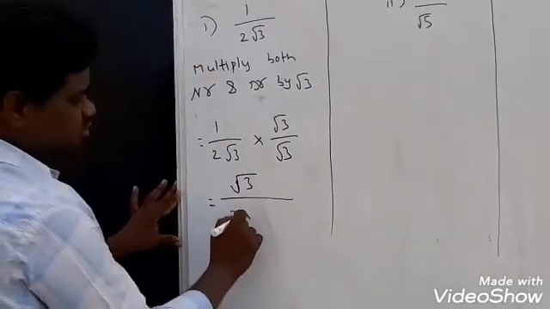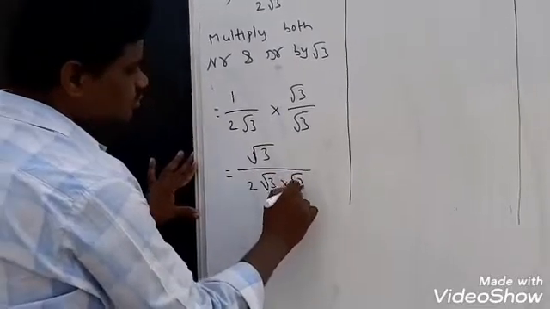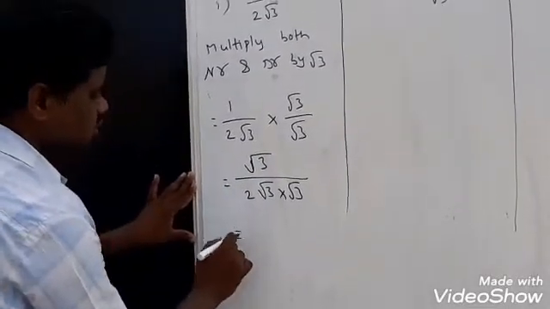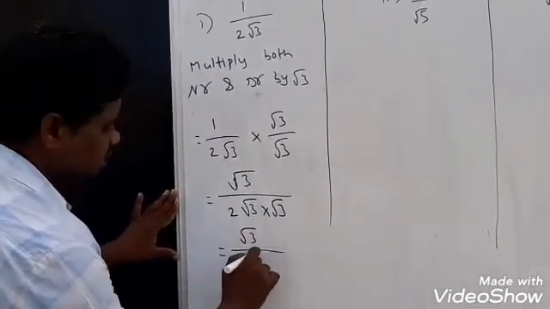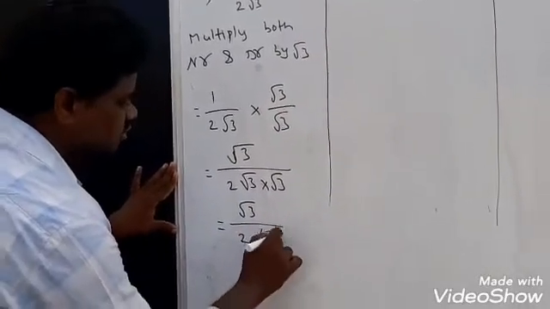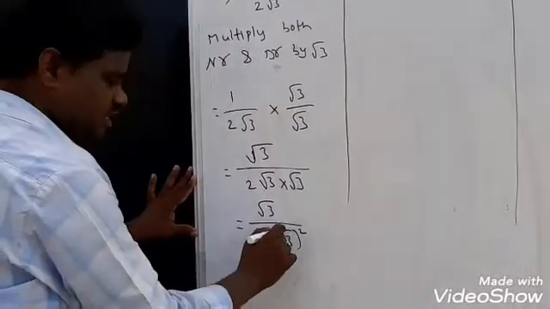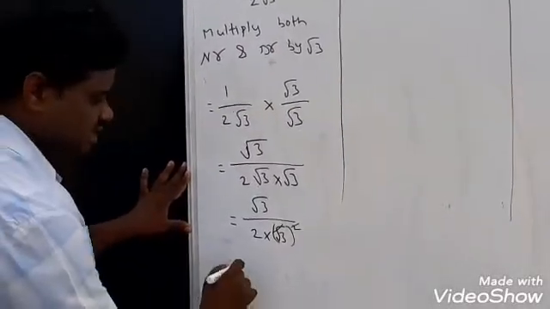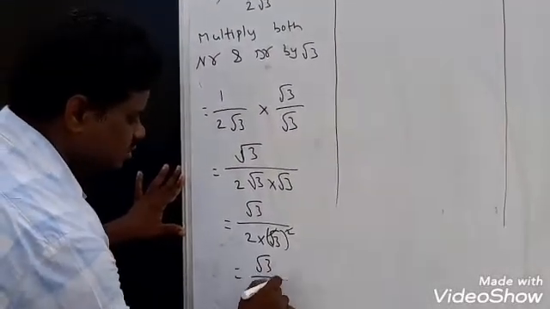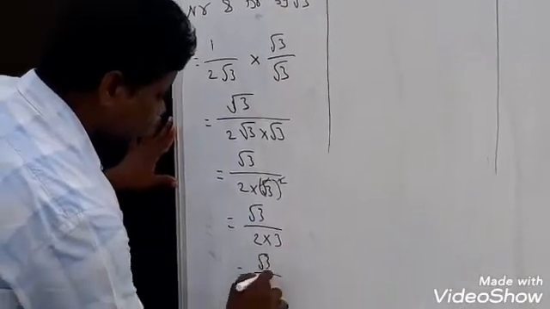This is 2 root 3 into root 3 in the denominator. So 1 into root 3 means root 3 by 2 into root 3 into root 3, which means root 3 whole square. Already yesterday I told you, root a whole square means a. That means root and square cancel. You will get root 3 by 2 into 3, that is equal to root 3 by 6.